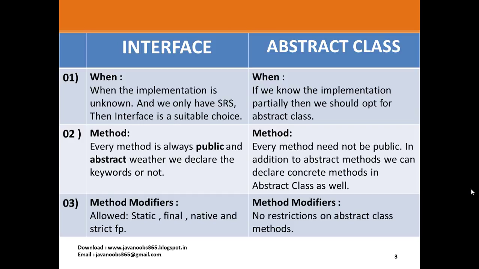Second difference is method. Every method in an interface is always public and abstract, whether we declare the keyword or not, whereas in an abstract class every method need not be public. In addition to abstract methods, we can declare concrete methods in abstract class as well. Method modifiers. Modifiers which are allowed in interfaces for methods are static, final, native, and strictfp. Well, in abstract class there are no restrictions as to any method modifiers.